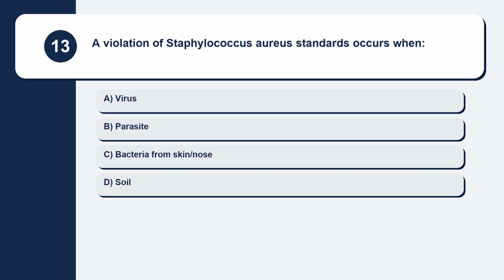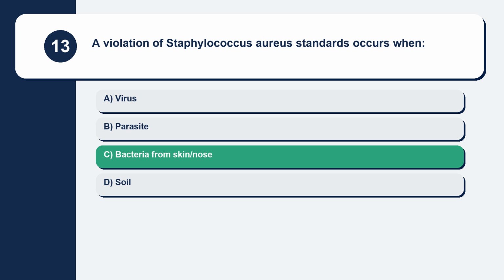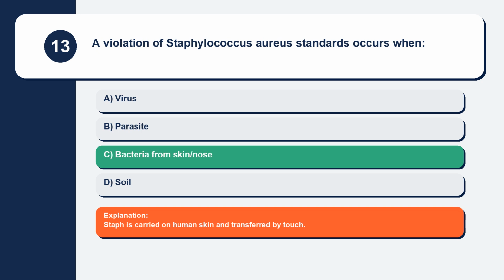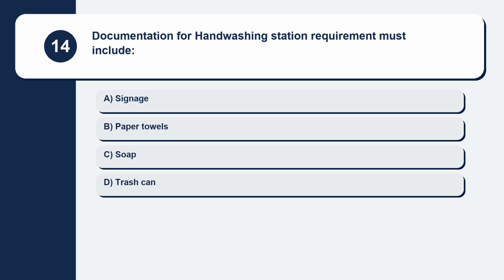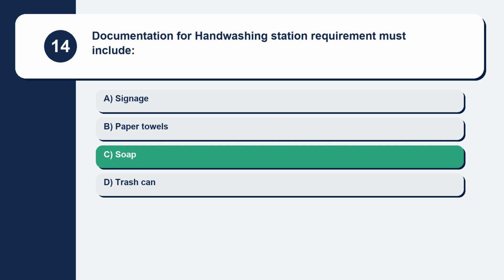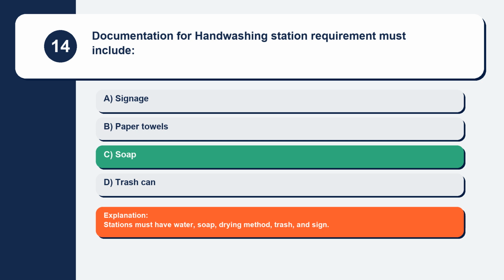Question 13. A violation of Staphylococcus aureus standards occurs when: virus, parasite, bacteria from skin/nose, soil. Staph is carried on human skin and transferred by touch. Question 14. Documentation for handwashing station requirement must include: signage, paper towels, soap, trash can. Stations must have water, soap, drying method, trash, and sign.